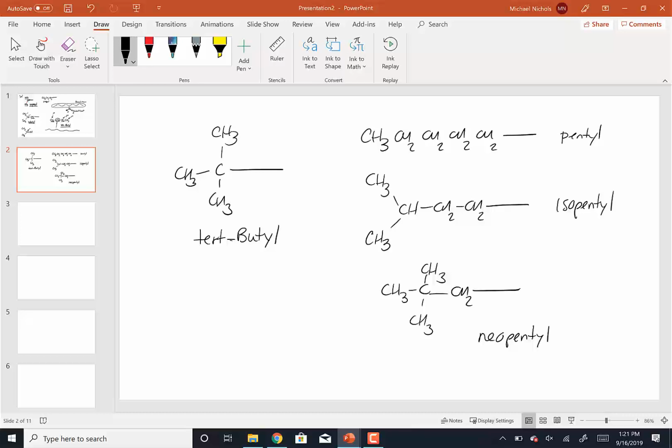And they couldn't just name it after their pet or anything like that. I mean, they could have. So there are rules. But that is a neopentyl. So that's called neopentyl.